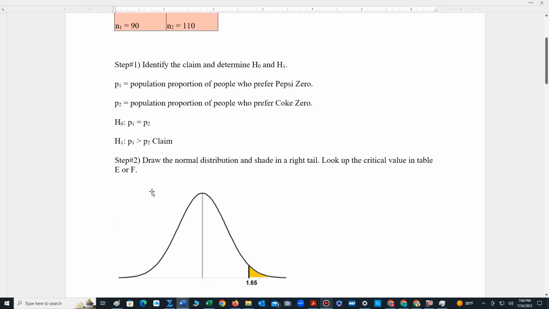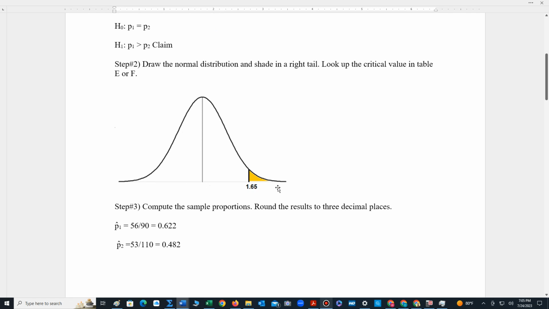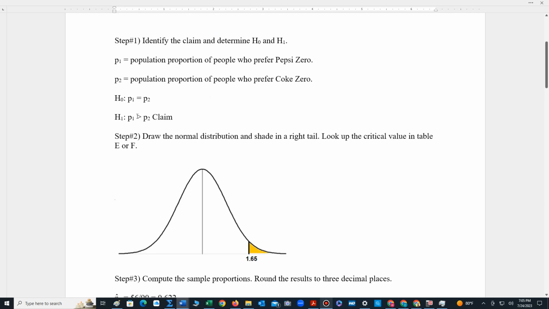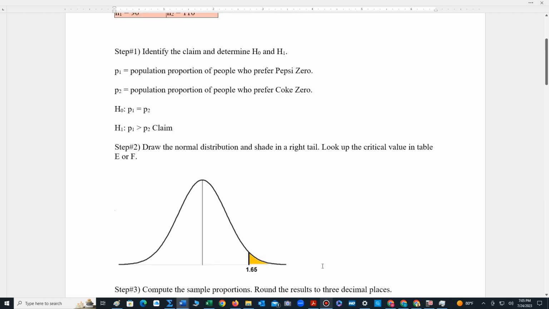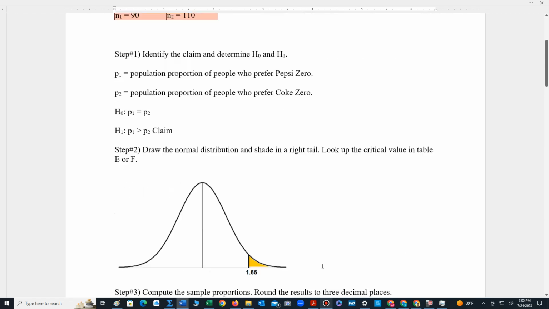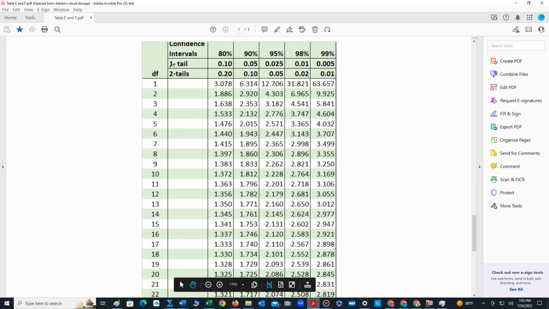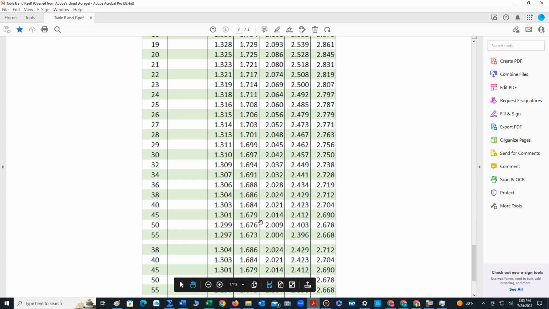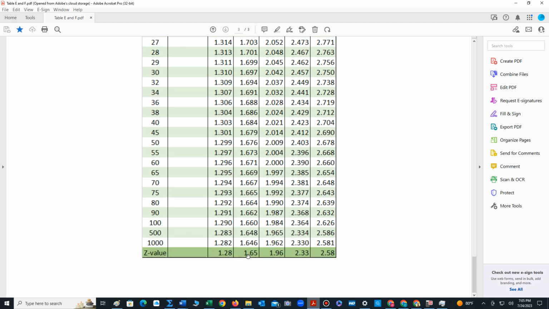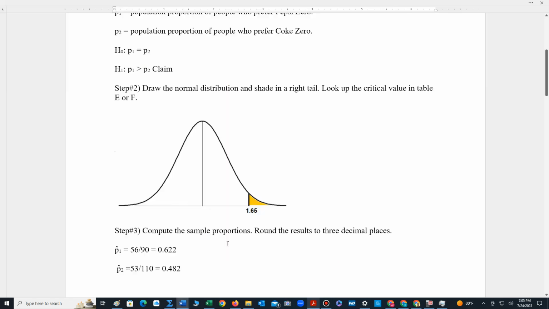This is a z-test, so we draw the normal distribution. Since we have P1 is greater than P2, that's a right-tail test. We can look up the critical value in table F. One tail, 0.05, we go all the way down to the z value, 1.65. That's our critical value.